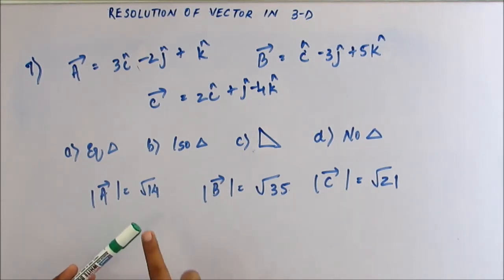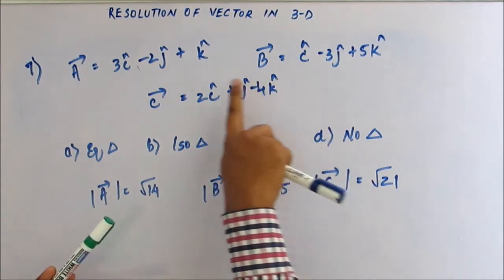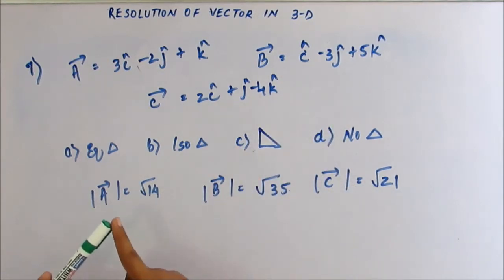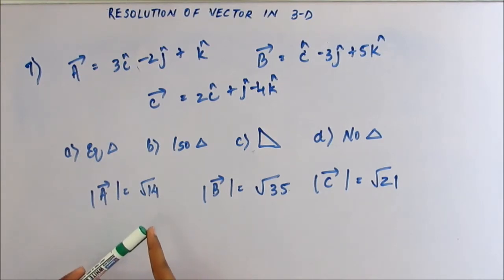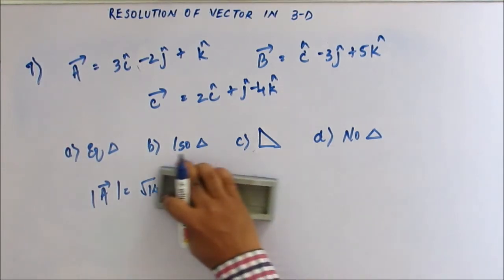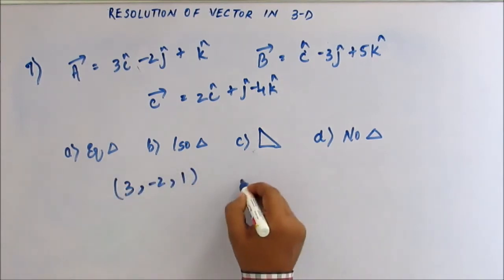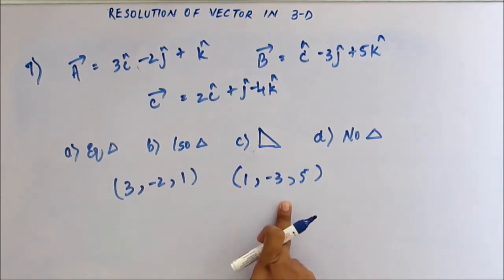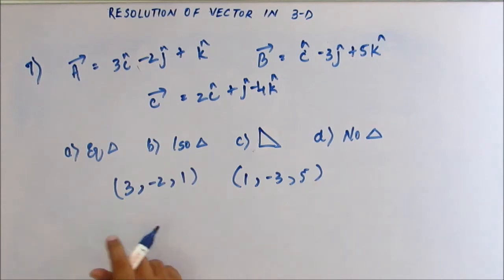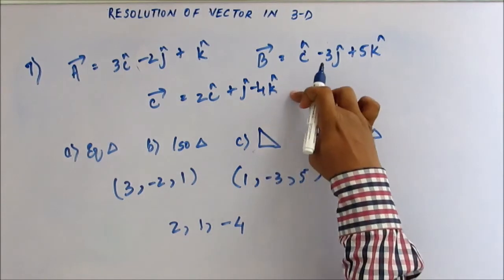Now if you find the displacement vector from the tip of one to the other, and that results in the third given vector, then they are oriented in proper orientation to complete the sides of a triangle. If not, then not. Just check: the position vector for A is 3, minus 2, 1, for B is 1, minus 3, 5. Now if you subtract B from A, you will get 2, 1, minus 4, which is the position vector of vector C.